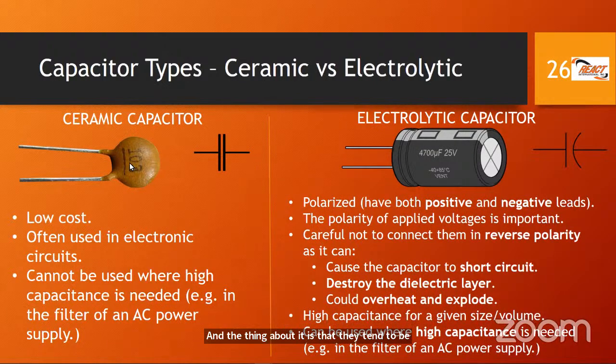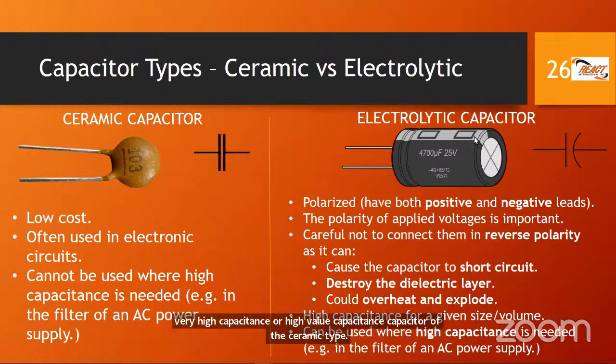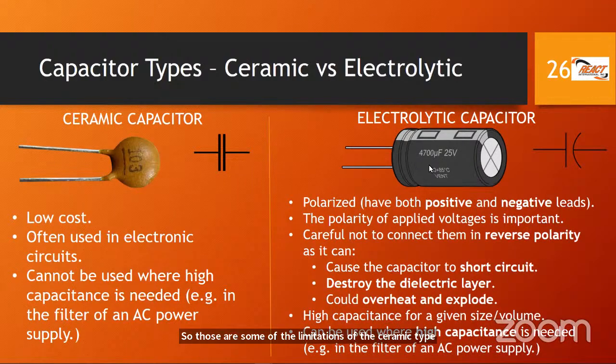You hardly find a very high capacitance or high value capacitor of the ceramic type. So those are some of the limitations of the ceramic type of capacitors. The electrolytic type capacitor is constructed differently. Whereas the ceramic capacitor does not have a polarity, positive or negative, the electrolytic capacitor does in fact have polarization, or it is polarized. There's a positive terminal and also a negative terminal, or positive and negative leads.